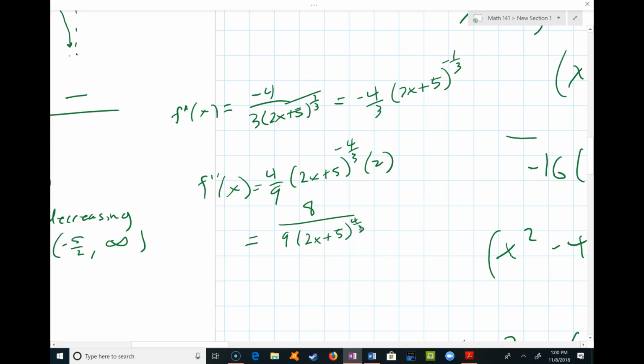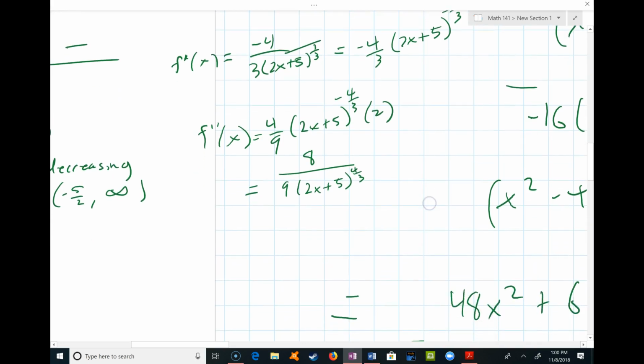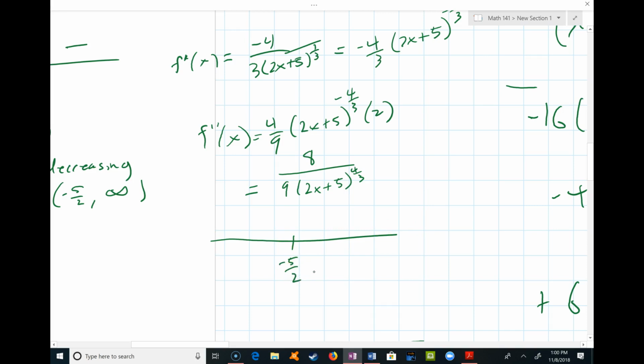And once again, there's no way to make the top 0. And also, once again, this thing is undefined at x equals negative 5 halves. So the second derivative test is going to look similar to the first derivative. But notice when I plug in numbers, the top is always positive and the bottom is always positive because there's a 4th power here. So this is just always going to be positive. That means it's concave up everywhere except at negative 5 halves.